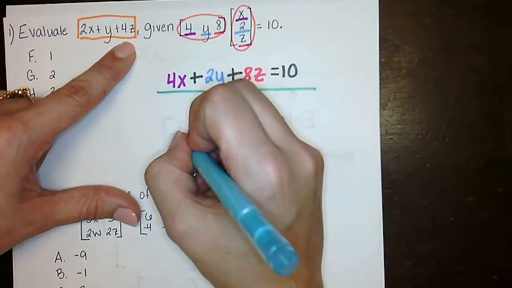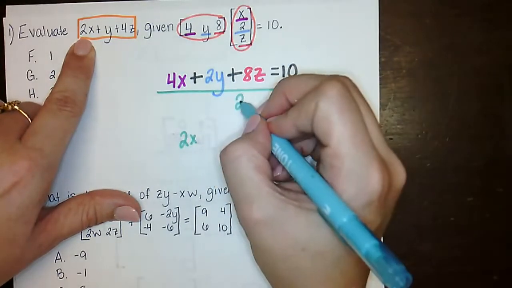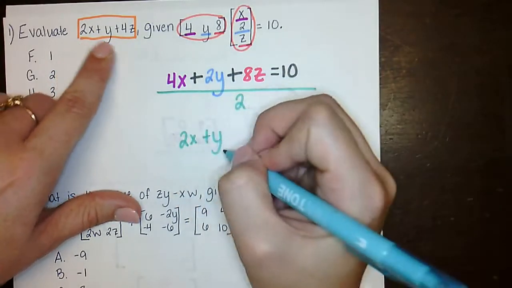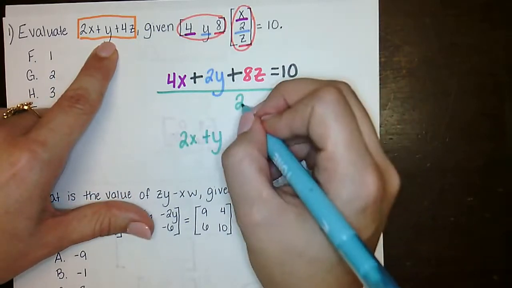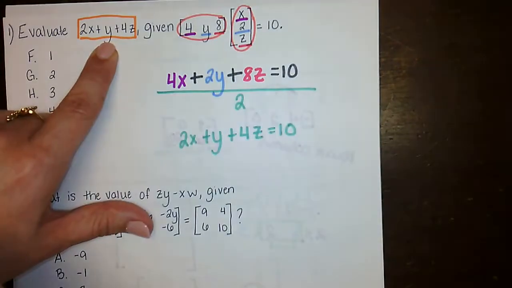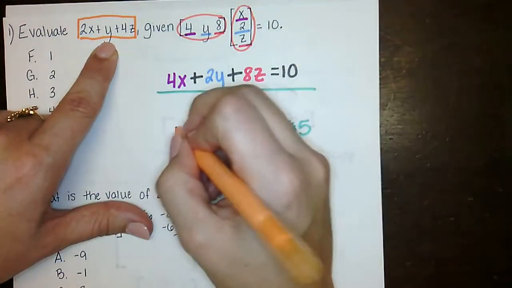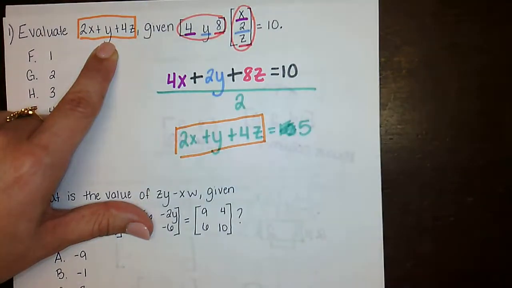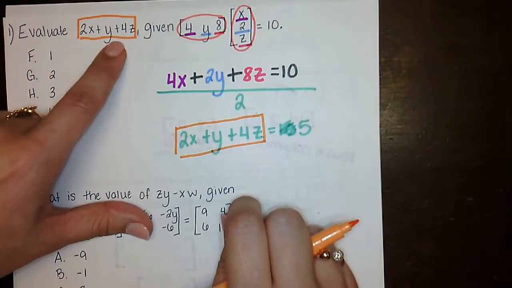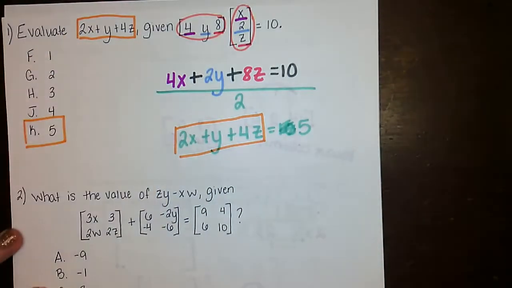4 divided by 2 is 2x. 2y divided by 2 is y. We're in the right direction. 8z divided by 2 is 4z equals 10. Well, since these are equal, 10 divided by 2 is 5. Since these are the same thing, then 2x plus y plus 4z equals 5. So the answer to this one is K.